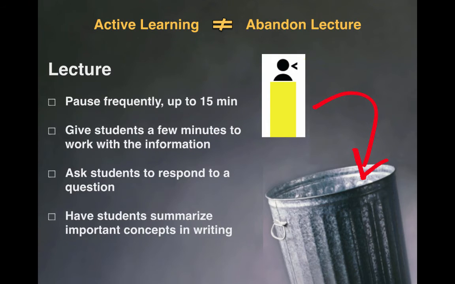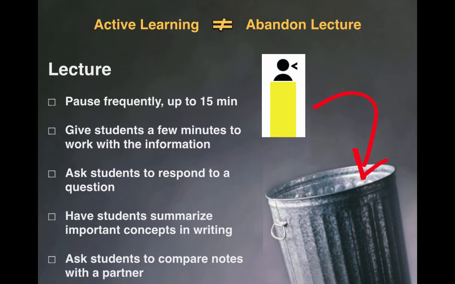Have students take a moment to summarize the most important concepts from your lecture in writing. By the process of articulating what you have just explained, it will become clear both to you and to the students what holes they still have in their understanding. You can also have students compare notes with a partner.